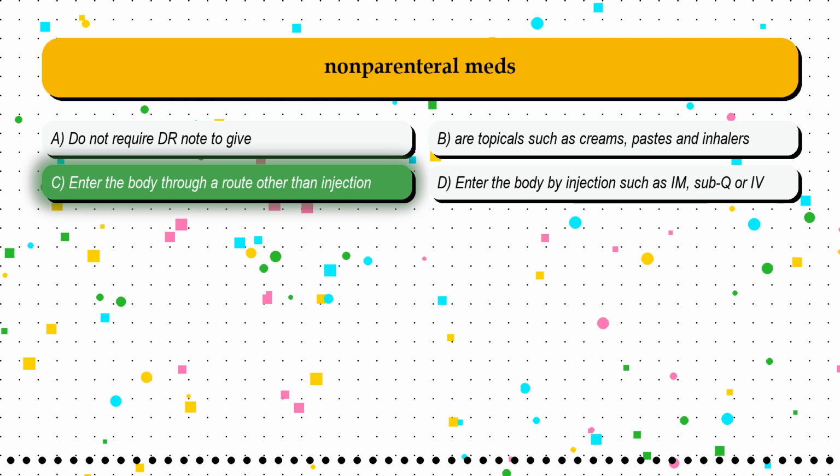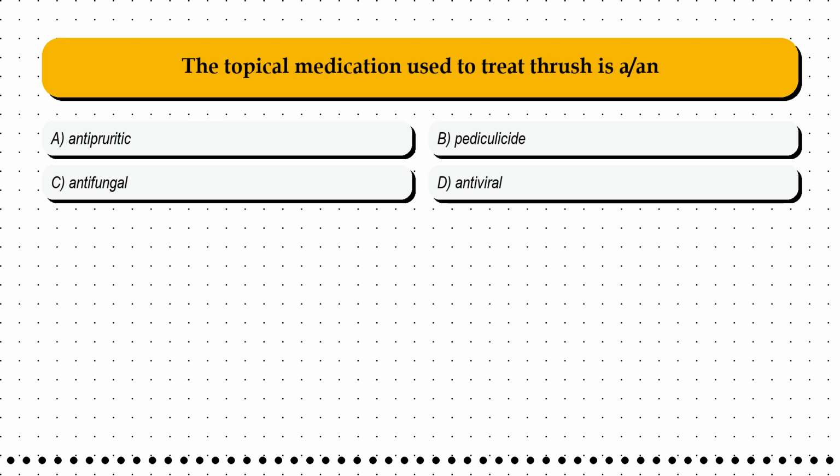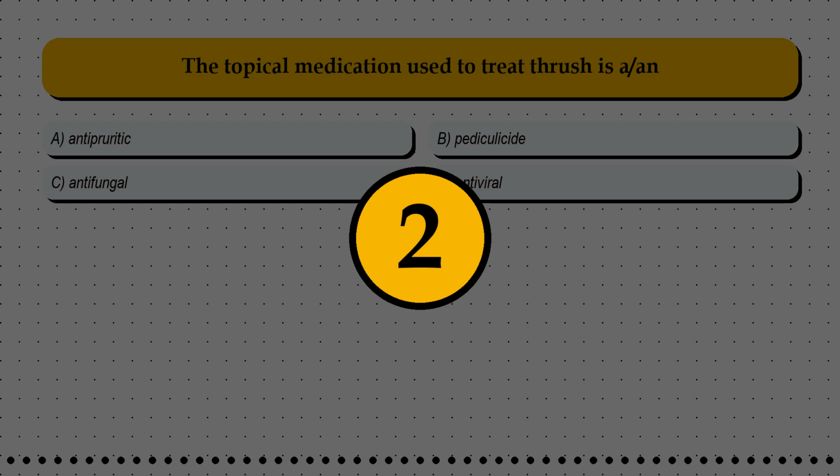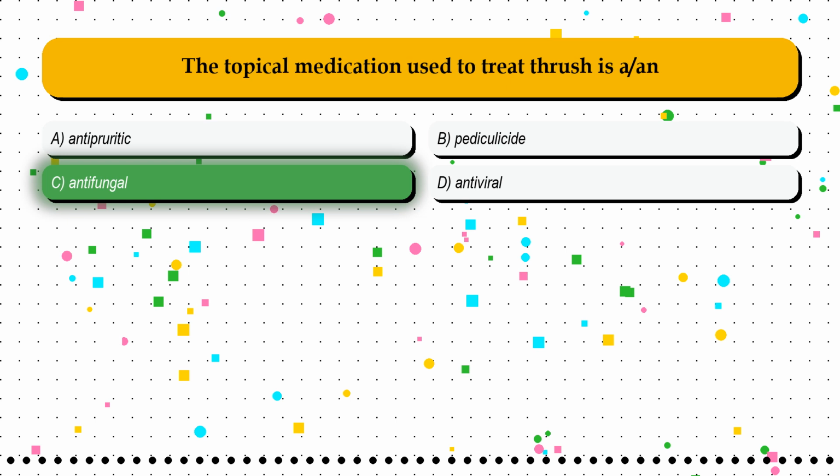The correct answer is option C, enter the body through a route other than injection. Question 237. The topical medication used to treat thrush is an: Option A, antipyretic. Option B, pediculicide. Option C, antifungal. Option D, antiviral. The correct answer is option C, antifungal.